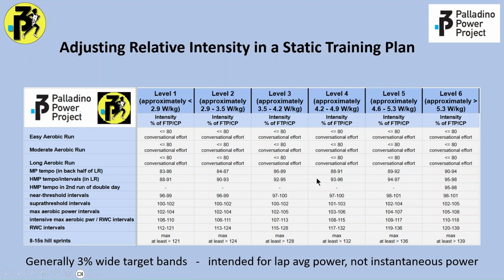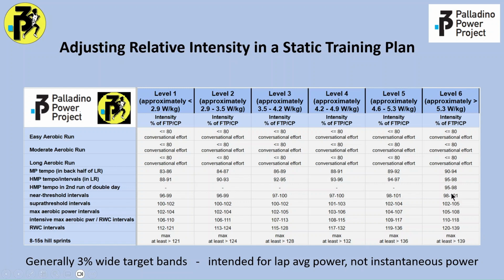All right, so most of these are 3% wide. It gets wider for the higher intensity ones. So look at this one: intensive max aerobic power reserve work capacity intervals. That's 8% wide because there's more variability across a population that accounts for this wider range.